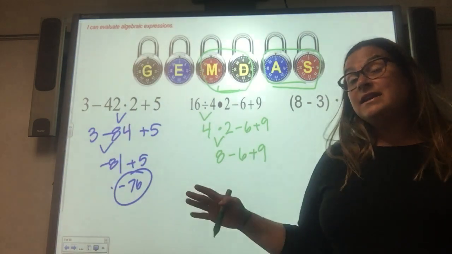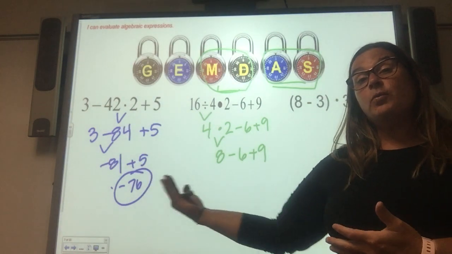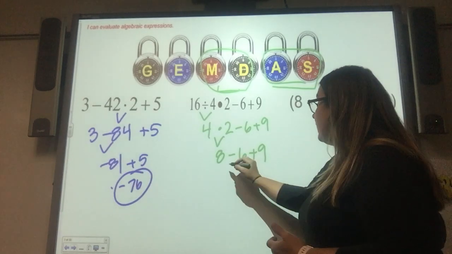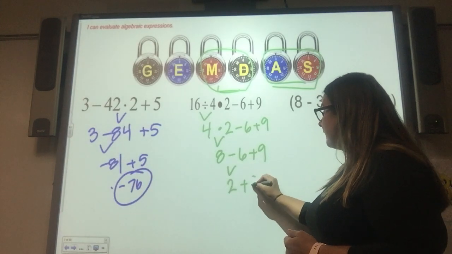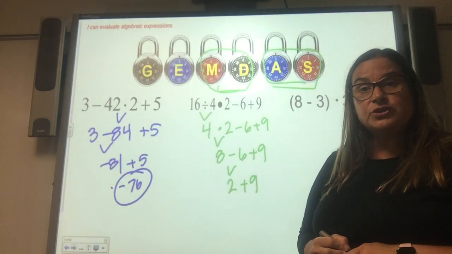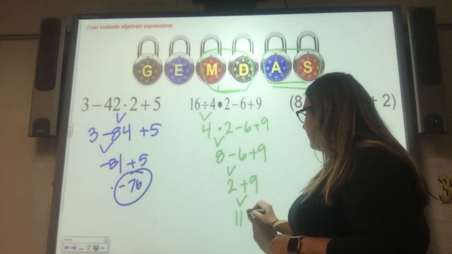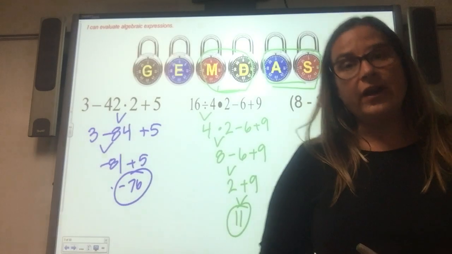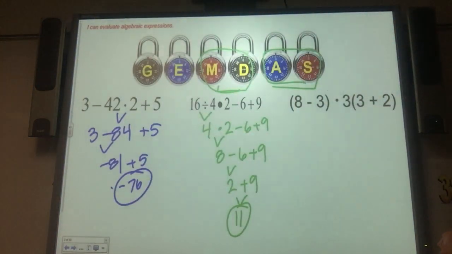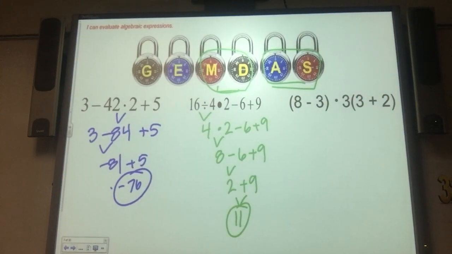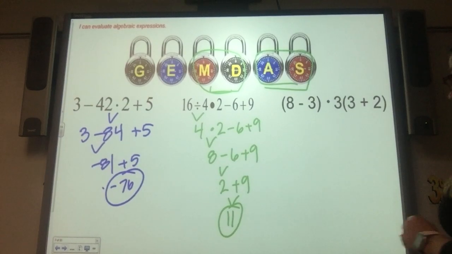Now I don't see anything except addition and subtraction. So again, I'm going to work left to right. 8 minus 6 is 2 plus 9. 2 plus 9 is 11. And there I'm done. And then working on the next one, we can see that there are some grouping symbols.